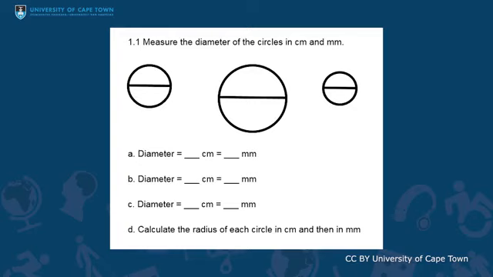This example is from the Intermediate Phase Mathematics Workbook. It says, measure the diameter of the circles in centimeters and millimeters. Three circles of different sizes and diameters are given to be measured. The diameter of each has to be written down in centimeters and millimeters. Then learners have to calculate the radius of each circle in centimeters and millimeters.